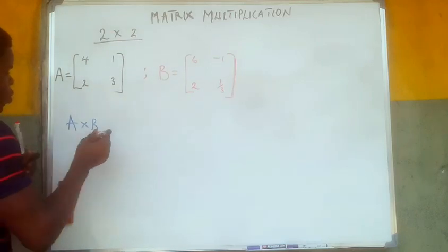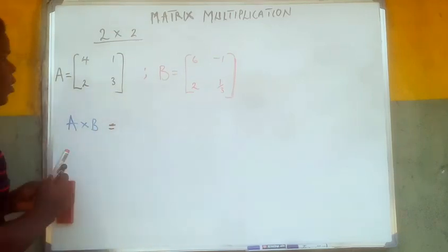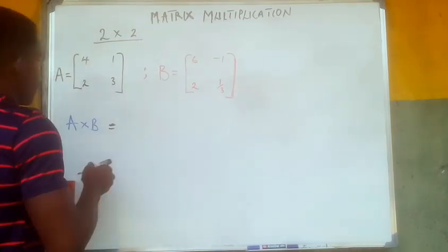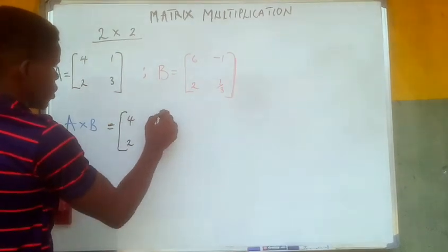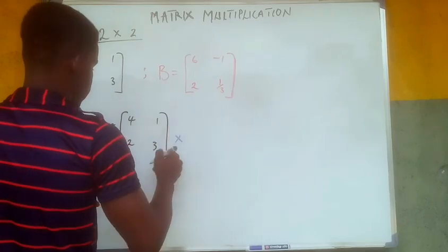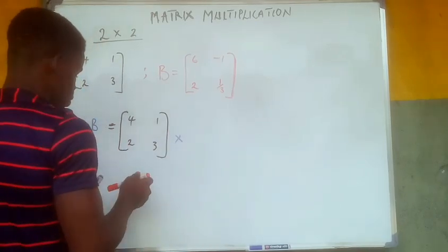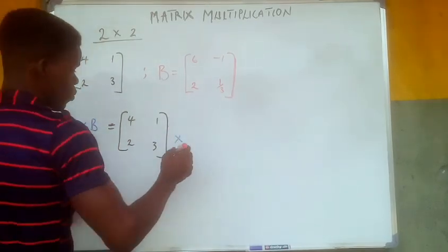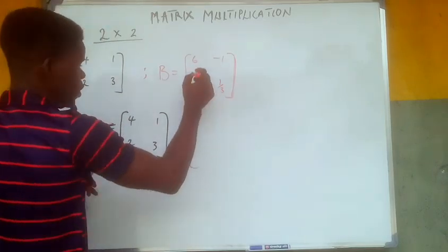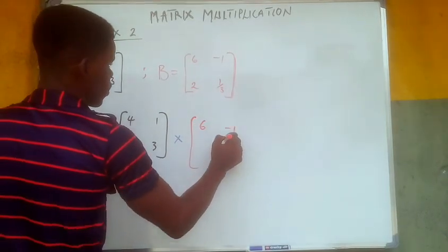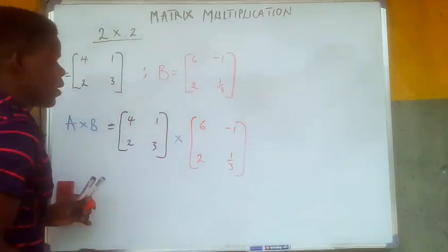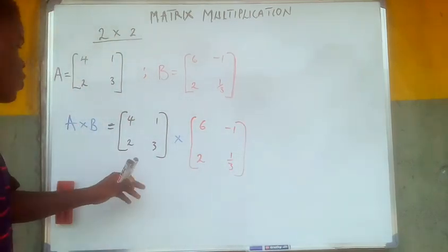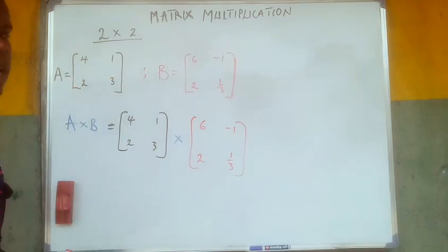Now watch what we are going to do right here. First, let's write this again: 4, 2, 1, 3. Matrix B, of which matrix B is noted to be what? Matrix B is this right here, that is 6, -1, 2, then 1 by 3. So we're going to take the product of these two matrices, A and B. All right, so we are going to go this way.